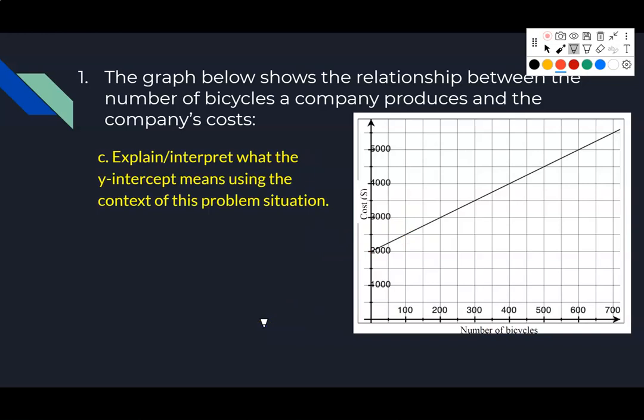Letter C, explain or interpret what the y-intercept means using the context of this problem situation. So we know that that is where a line crosses the y-axis, that is the y-intercept. Based on this, we know that the y-intercept refers to the starting value or cost, and that value is 2000. So from this situation, the starting cost is $2,000.